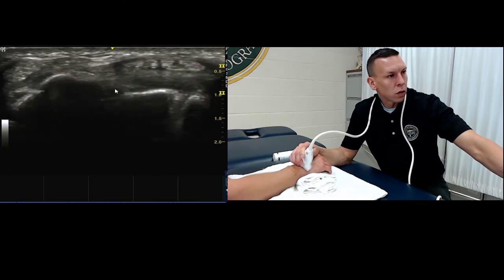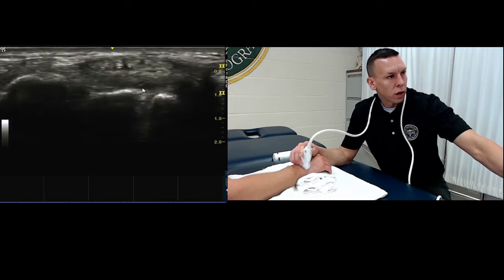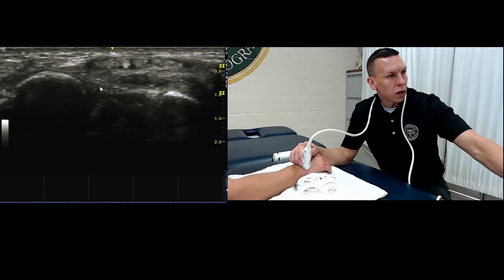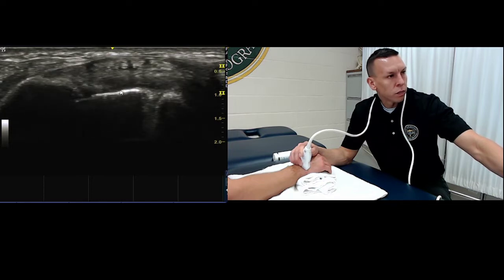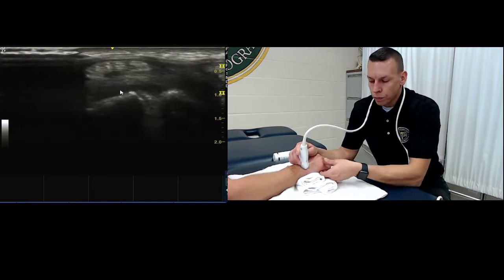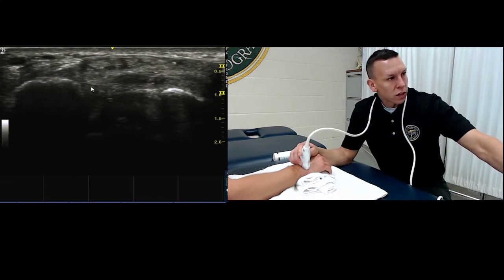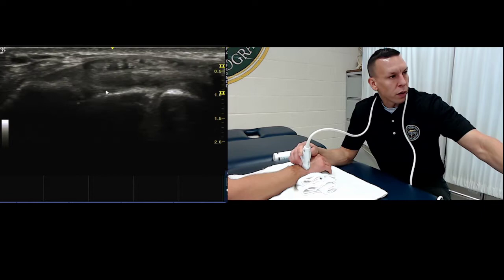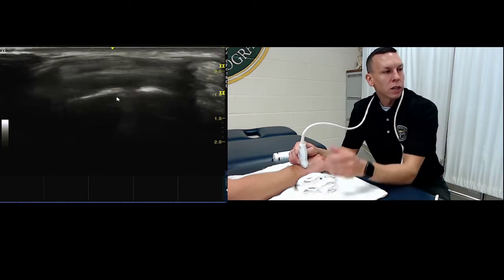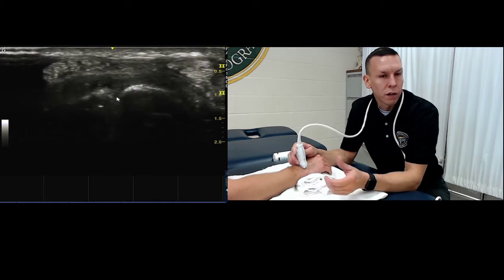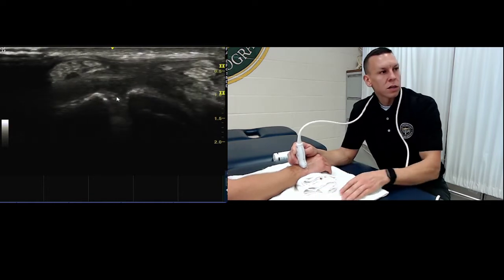Here, and there we get a good image of the scaphoid, lunate, triquetrum. And again, it's faint, but we're looking for this slight hyperechoic connective tissue between those two bones. A lot of times, this is the area where you're going to find ganglion cysts.